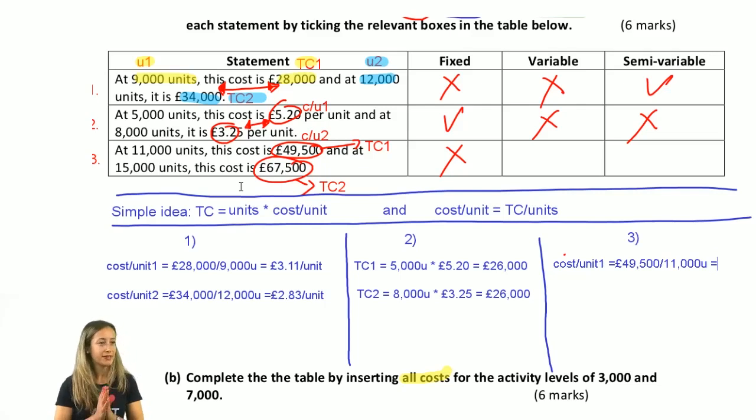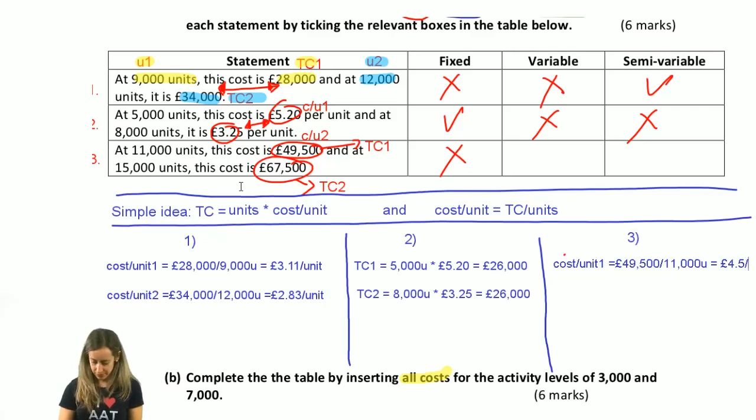So, did anybody get the answer here? Come on guys, we are having a little race. How much? It's 450. Yeah, 450. Fantastic. So, we got 450 per unit here.